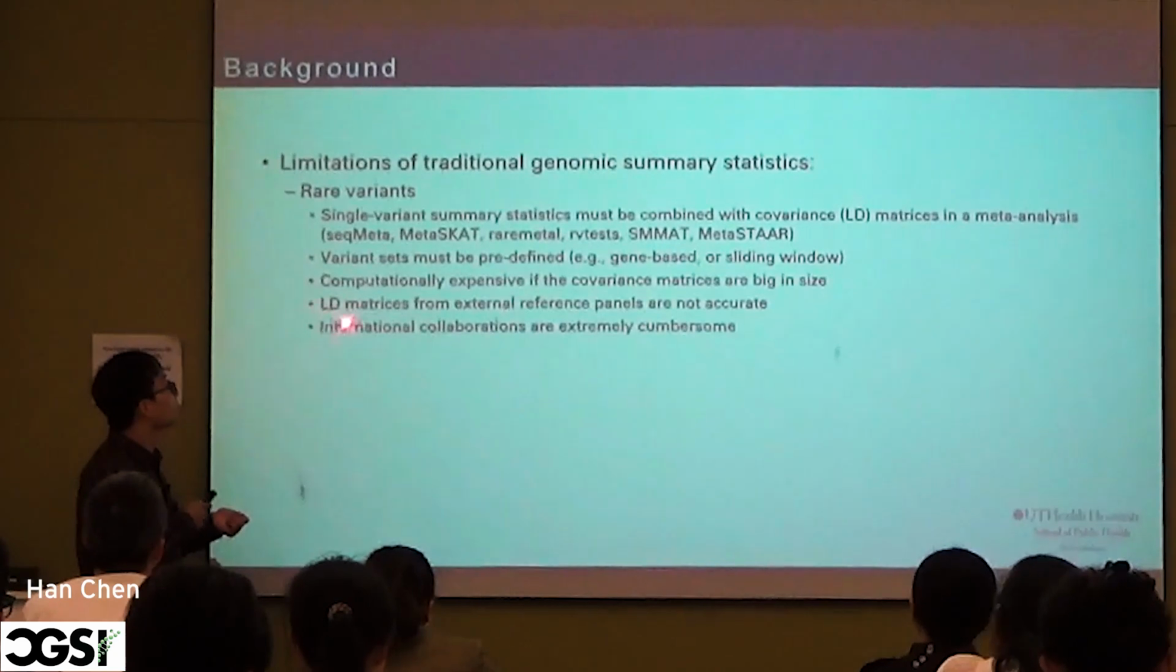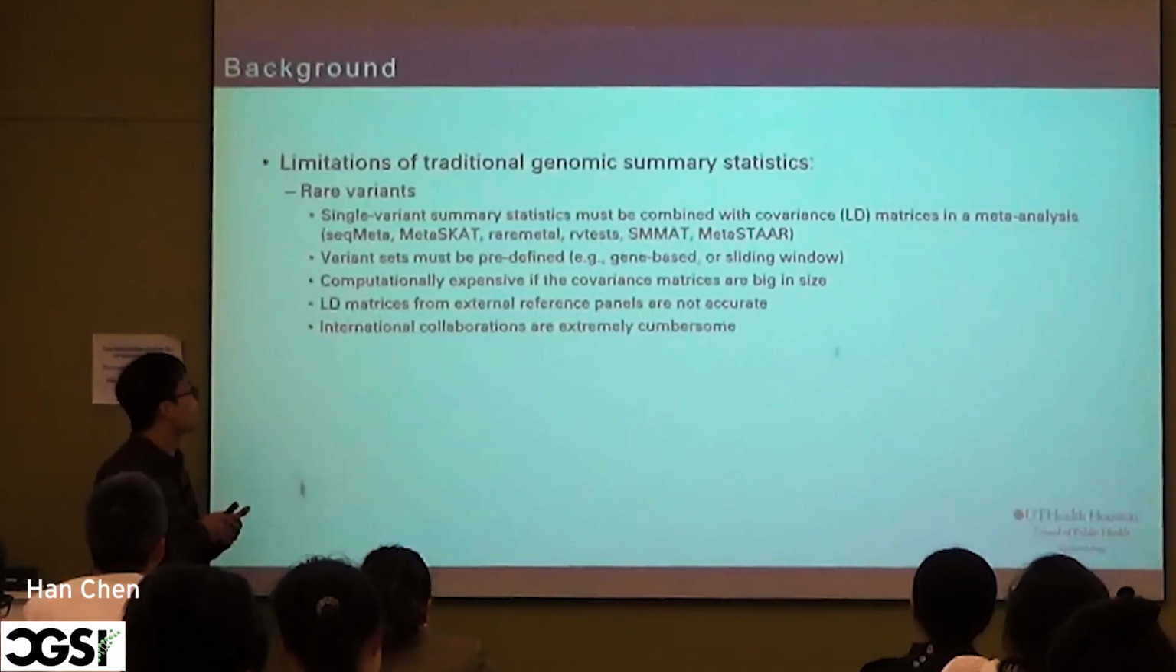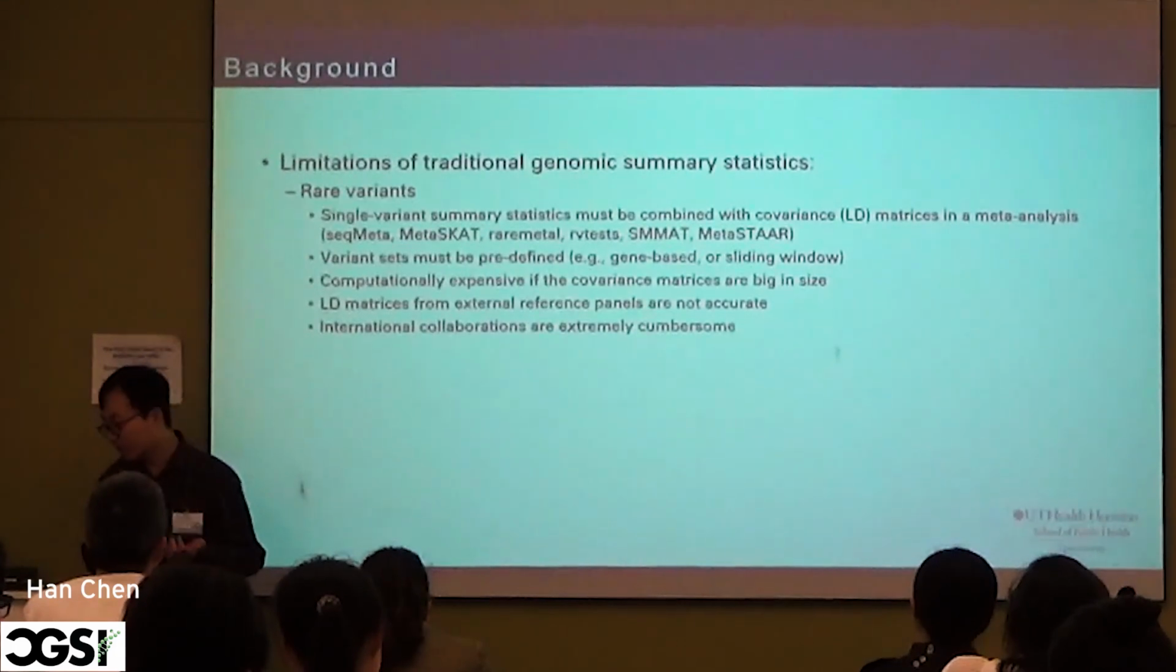So this is not the common practice for rare variant tests. Most people would actually compute them internally from the study samples. So that makes international collaborations extremely difficult.